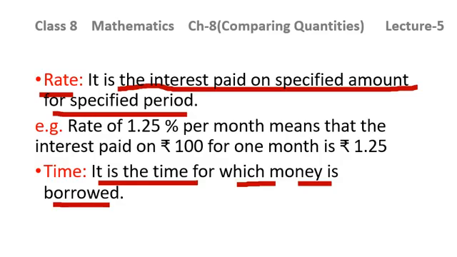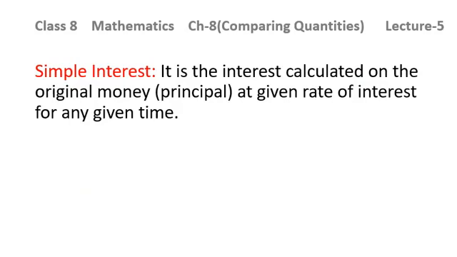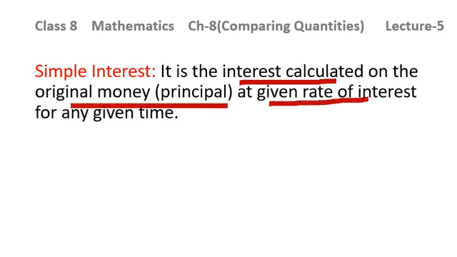Time is the duration, or the time period, for which you are using or keeping that money that is borrowed. It is the time for which the money is borrowed. Simple interest. Now coming to simple interest, we have seen all the terms like principal, interest, amount, rate and then time. Now what is this simple interest? It is the interest calculated on original money, that is the principal, at a given rate of interest for any given time.